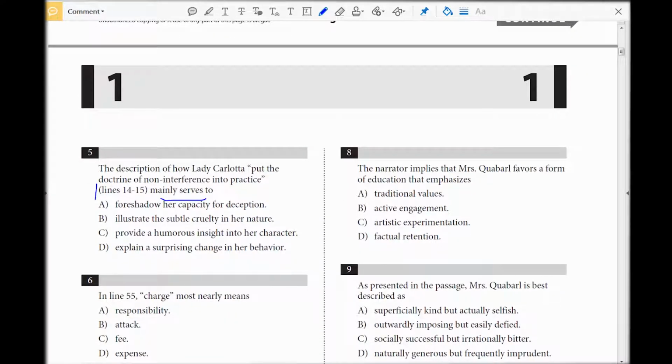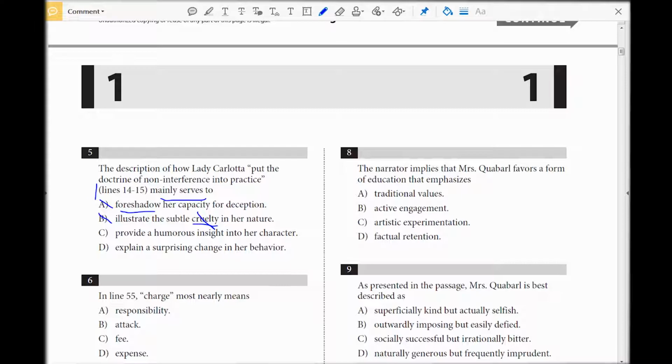So choice A says, foreshadow her capacity for deception. I don't recall this doctrine ever coming up before. It certainly is speaking a bit towards her character, but we don't have any sort of foreshadowing her capacity for deception. She is deceitful later on, but I don't think we are foreshadowing her capacity for deception with these quotes. Choice B: illustrate the subtle cruelty in her nature. Cruelty? I mean, she's not being very helpful, but that's her prerogative. I wouldn't say she's being cruel with that scenario we just looked at.